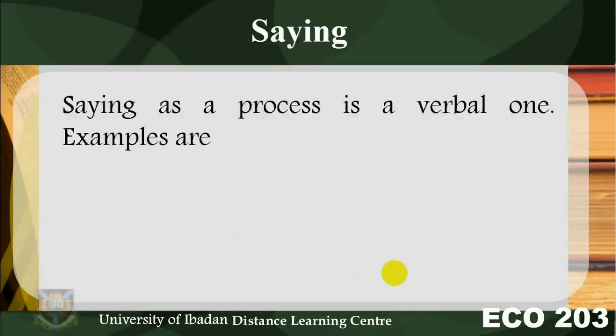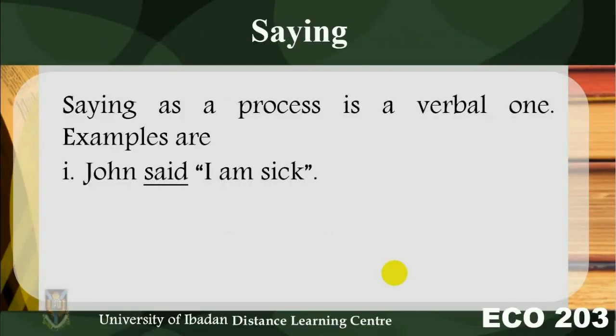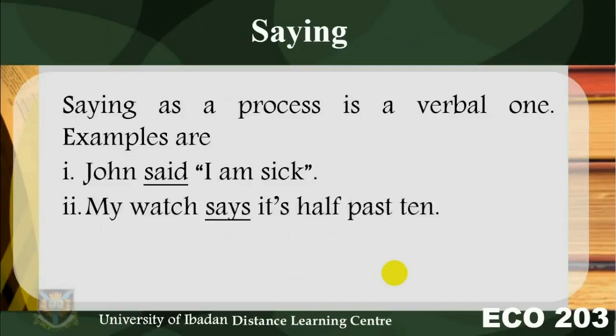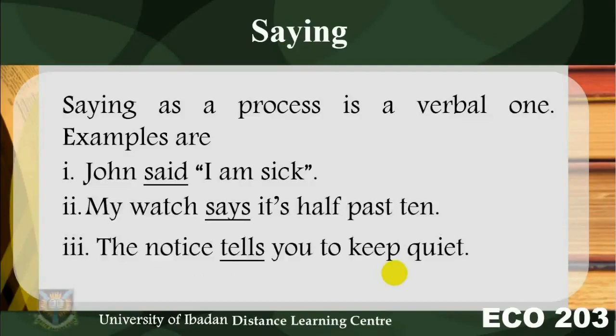D. Saying as a process is a verbal one. Examples are: 1. John said, I am sick. 2. My watch says it's 10:30. 3. The notice tells you to keep quiet.